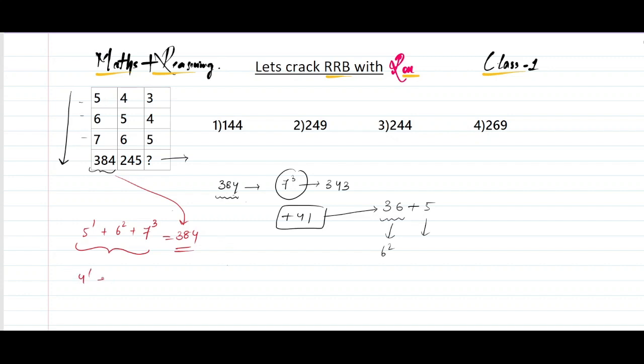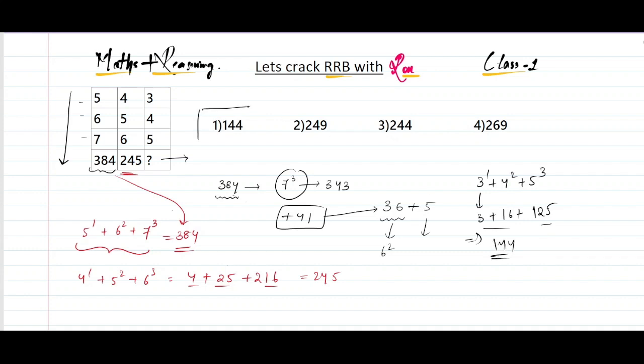Okay, let's check the middle row also. See, 4 power of 1 plus 5 square plus 6 cube, how much? 4 power 1 is 4, 5 square is 25 and 6 cube is 216. 25 plus 4 is 29, 29 plus 216 is 245, which verified our pattern. So what is our answer here? 3 power of 1 plus 4 square plus 5 cube. 3 plus 4 square 16 plus 5 cube is 125. So our answer is 19 plus 125, which is 144, which is option number 1 here.